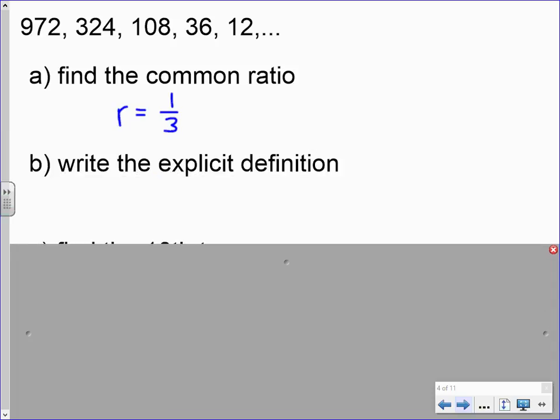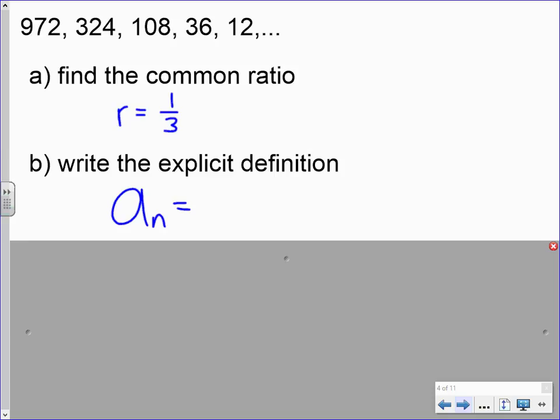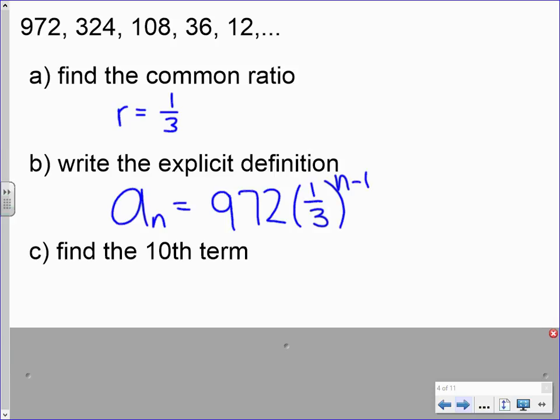So if we are going to write the explicit definition, we are going to say that a sub n is our first term times our common ratio, excuse me, to the n minus 1. Let's find the 10th term. And we may need our calculators for this.